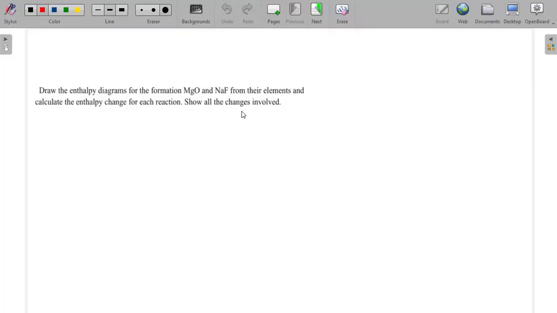In this tutorial, we are going to discuss the Born-Haber cycle. Okay, so we've been given a question here. It says, draw the enthalpy diagrams for the formation of magnesium oxide and sodium fluoride from their elements and calculate the enthalpy change for each reaction. Then we have to show the changes that are involved.